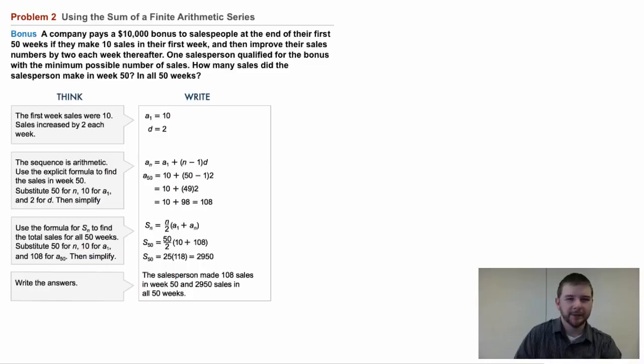Example problem 2, using the sum of a finite arithmetic series. So we can find these sums, but until we apply it to real-life problems, it's just numbers on paper or digital paper. A company pays a $10,000 bonus to salespeople at the end of their first 50 weeks if they make 10 sales in their first week and then improve their sales numbers by 2 each week thereafter. One salesperson qualified for the bonus with the minimum possible number of sales. How many sales did the salesperson make in week 50? How about in all 50 weeks?